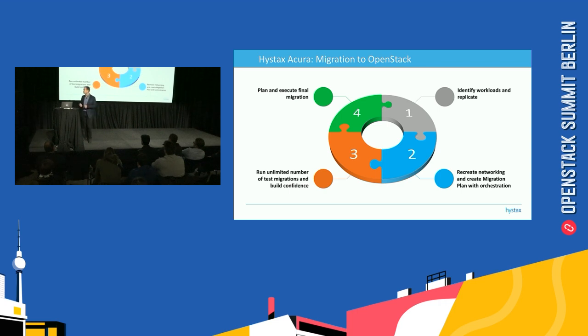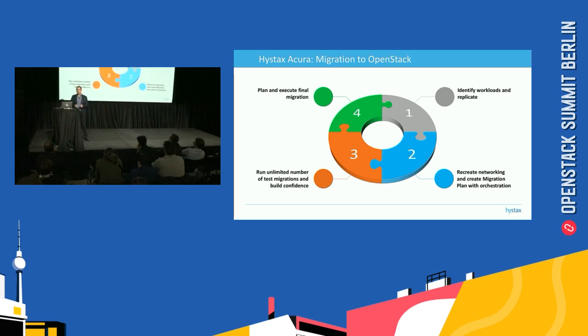Because at the end of the day, two CPUs on ESX and two CPUs on KVM are not the same in terms of performance. So in some cases, you need to adjust settings to get the same performance, to get the same results you had on your source cloud.